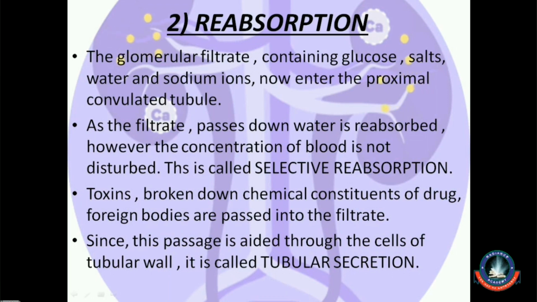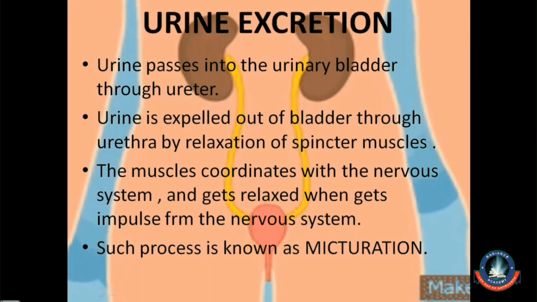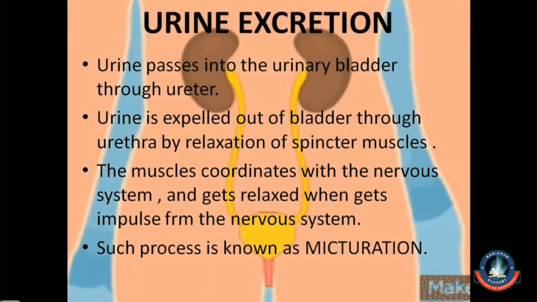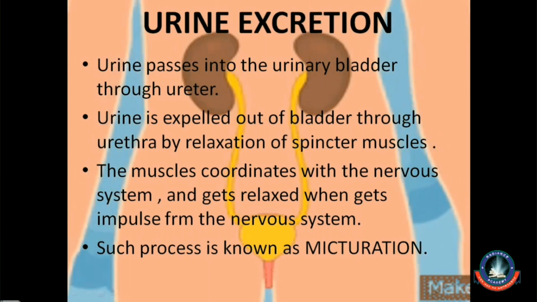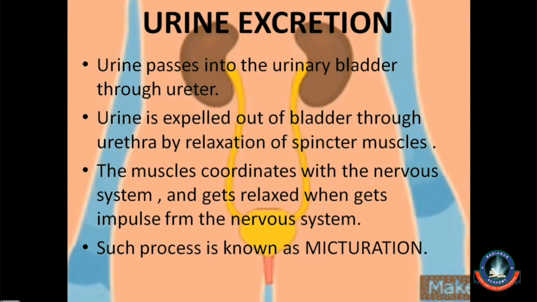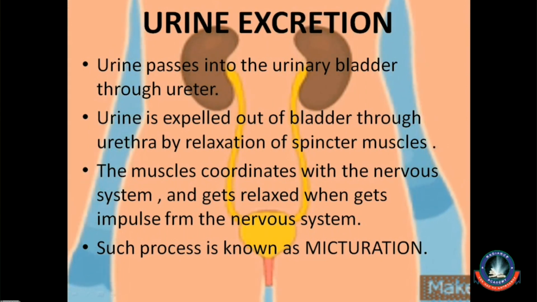So this brings me to, how does the urine excretion take place? So as the urine passes into the collecting duct, it enters the ureter. The ureters are the two tubes that exit from the kidneys and they end in the bladder. This is how urine lands in the bladder.